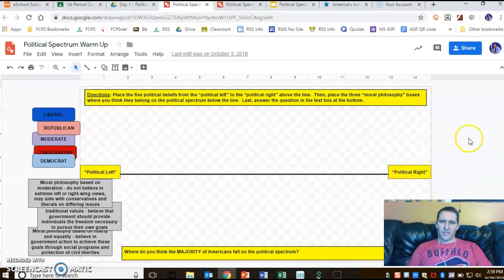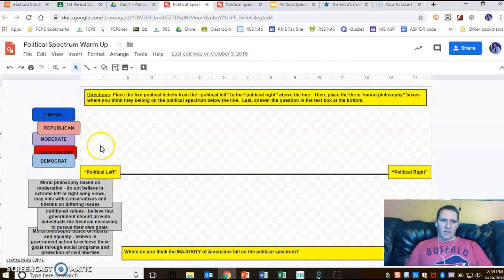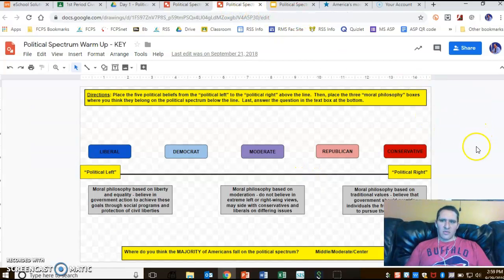I'm going to do a little flip video today to talk about our lesson on the political spectrum. So the political spectrum warm-up was completed. It looked like this when you started it. The directions at the top were pretty clear. You put these five icons on the line from left to right the way you think they went. You put these three values from left to right, and then you answer the question at the bottom. So hopefully you finished that, and this is what you should have gotten.